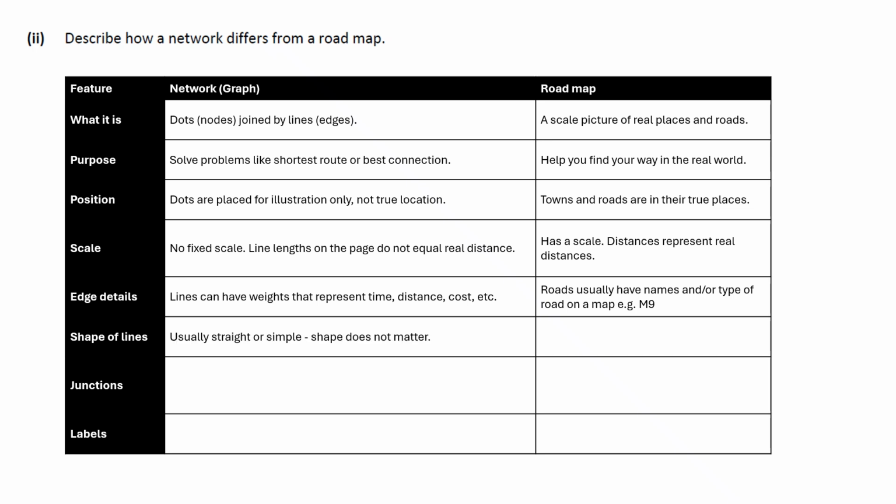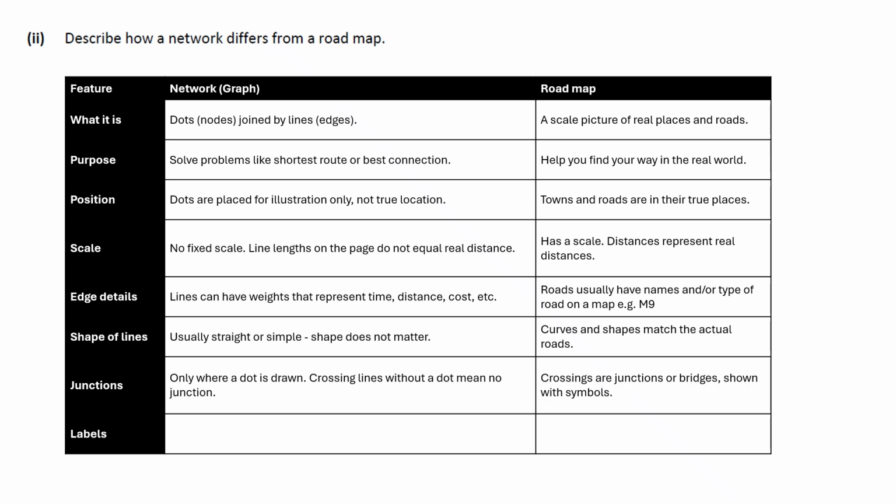So for a network, we usually keep the lines pretty straight or simple. It's not that they can't curve, but we do try and make it look as simple as possible. Remember, it's all about the connection. However, in a roadmap, we want the roads to represent what the roads are like. We want to see the bends. We want to see the junctions. So if we think in terms of a network, if two edges cross, that doesn't really mean anything for us. We only care about dots and what goes into and out of those nodes.